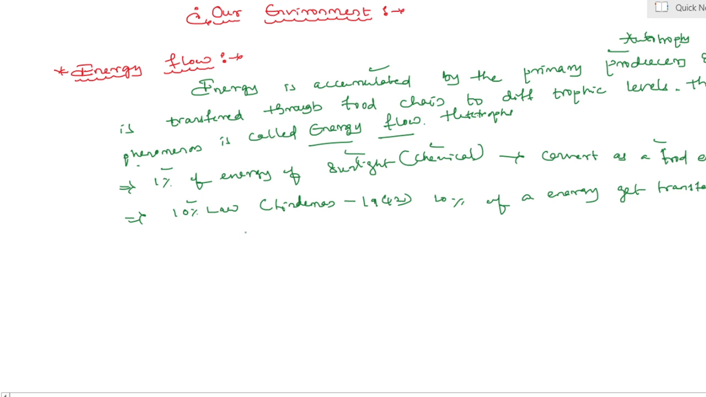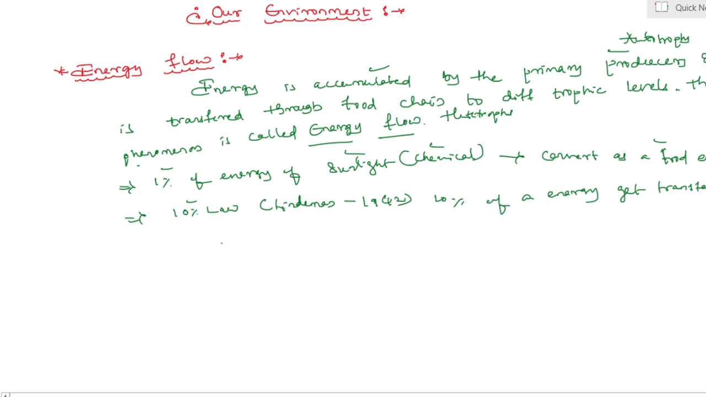Therefore, 10% can be taken as the average value for the amount of organic matter that is present at each step and reaches the next trophic level. Since only a little energy is available for the next level of consumer, a food chain generally consists of 3 or 4 steps. The loss of energy at each step is very large. So, little usable energy is left after 4 trophic levels.